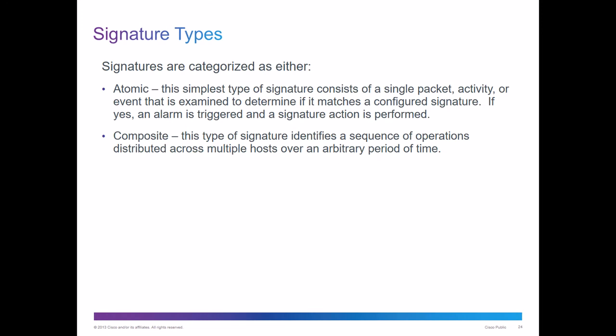And we also talked about the atomic and the composite signatures. A signature could be just per packet, or a group of packets, which is composite. Okay? So please write that down as well: the categories of the signatures, the atomic and the composite, and the definitions of each.